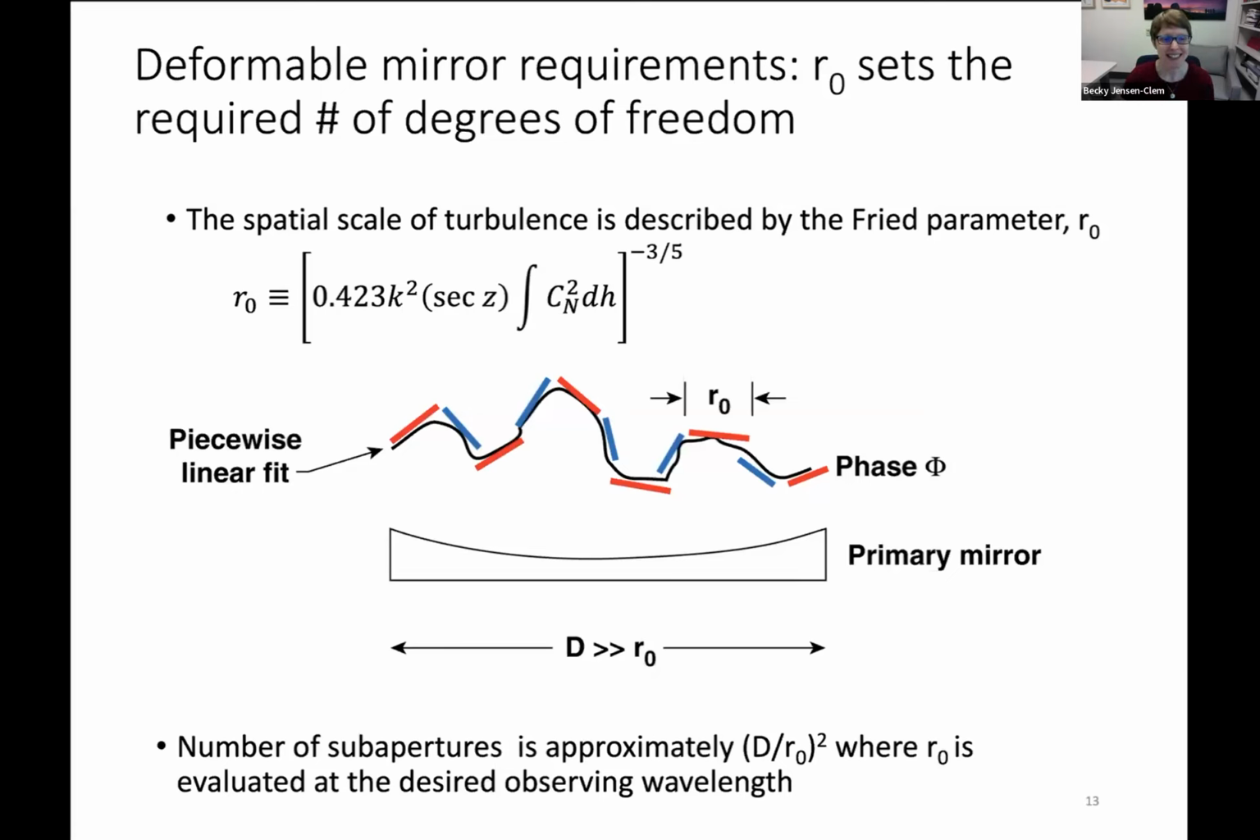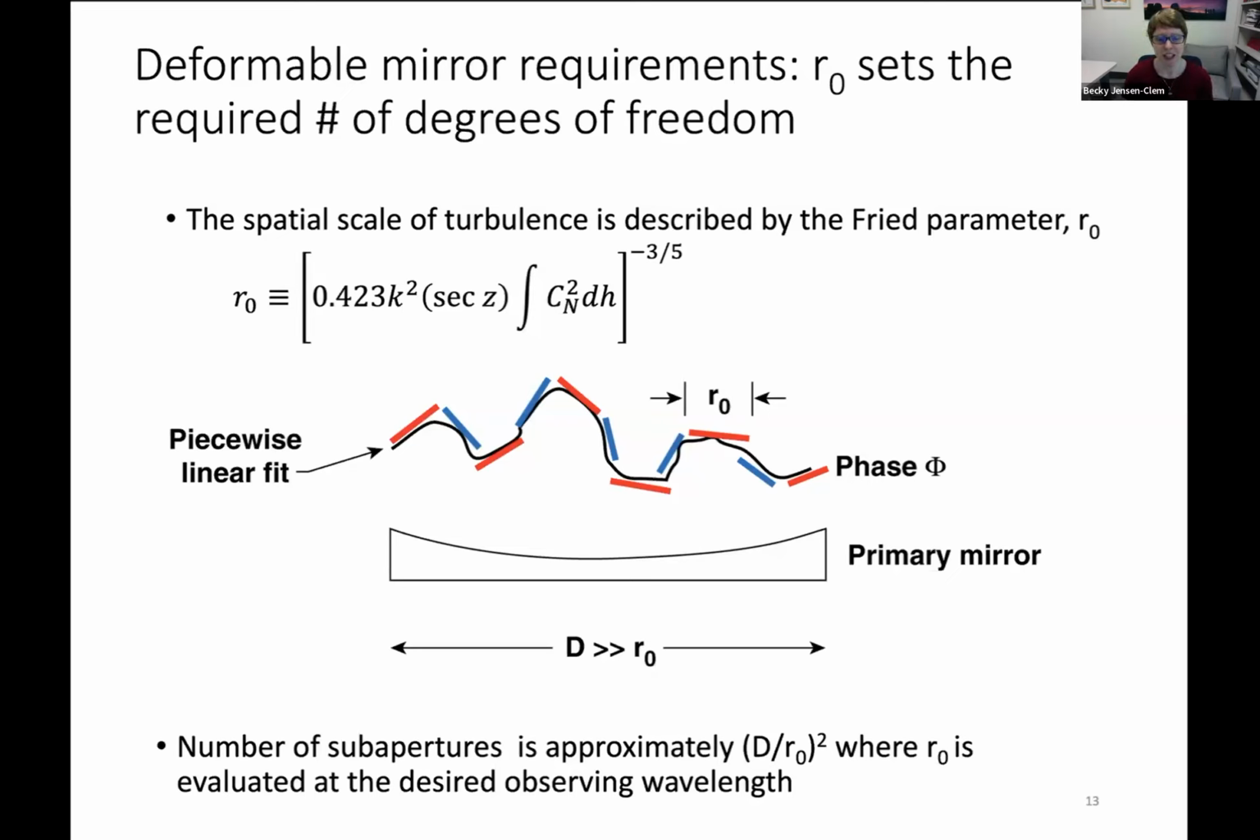So we could spend an hour, 2 hours deriving the Fried parameter, r0. But instead of doing that today, I'm just going to quote the definition of r0 to you now. So r0 has to do with the wave number k, the zenith angle z, and then the integral of what's called the Cn squared profile, which is really just a measure of the strength of the turbulence at different heights in the atmosphere. And this definition of the Fried parameter is based on Kolmogorov statistics, and that's where the minus 3/5 power law comes from.